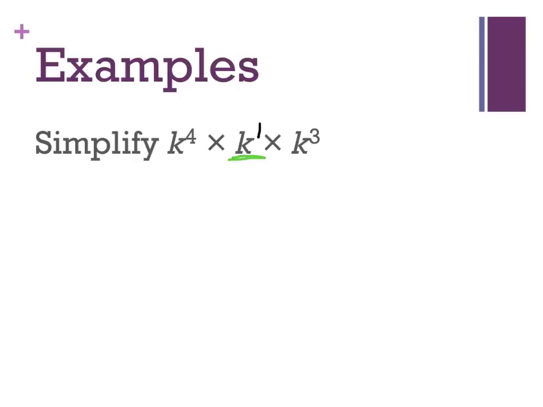All I have to do here, guys, they're all k's. That's the first thing I ask myself. Is the pronumeral the same? Yep, it sure is. That means I can just add the indices together. So I add 4, 1, and 3. 4, 1, and 3, that's 8. So when I simplify this expression, I simplify it to k to the power of 8. Okay? It's actually as easy as that, guys. Let's have a look at another example.